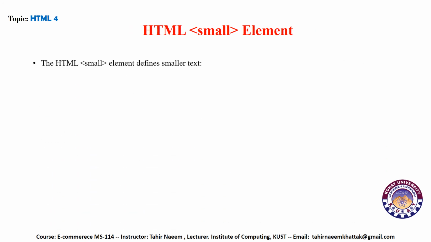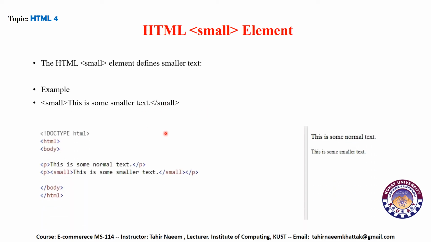HTML small elements. The HTML small element defines smaller text. Example: small, this one is smaller text, and I have closed this small tag. Here is the example. This is the normal text, and here the small text, and I have opened the small tag and closed the small tag.